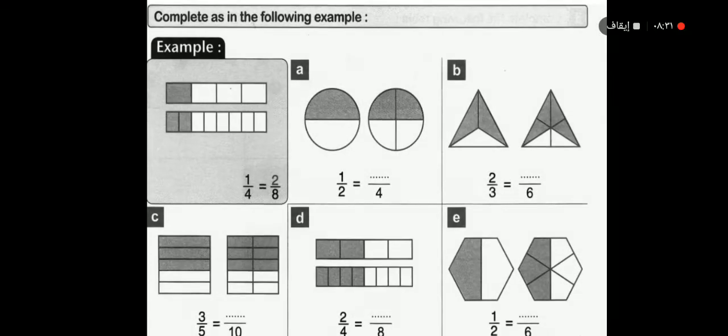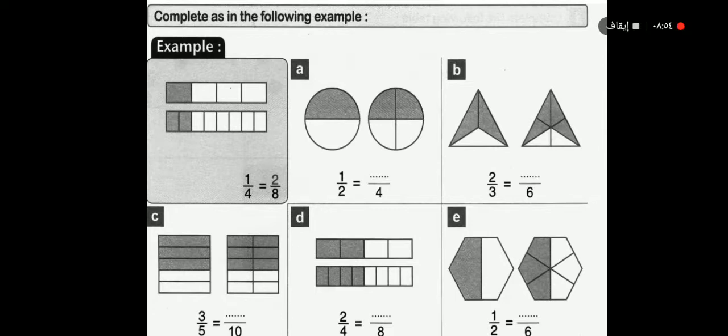Another exercise: complete the following example. Example 1, as you see, the two rectangles. First rectangle 1 over 4 and second 2 over 8. Then 1 over 4 equals 2 over 8.